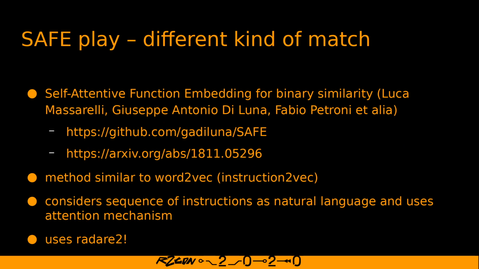I also wanted to reach into my toolbox and see if there was anything else I could use that would allow me to compare two functions. And one method in particular that will temporarily take us away from signatures, but I promise I'll bring us back, is a method called SAFE, or self-attentive function embedding for binary similarity.